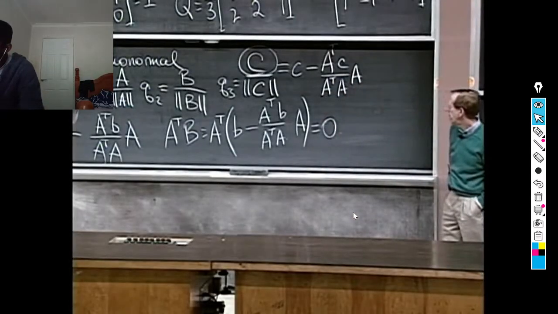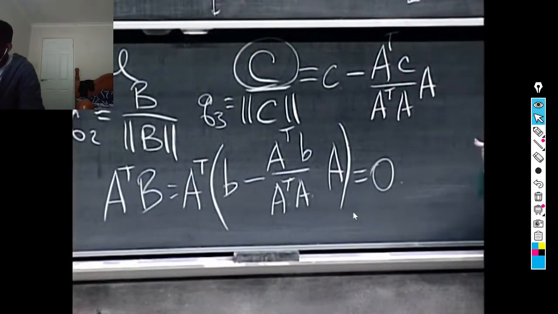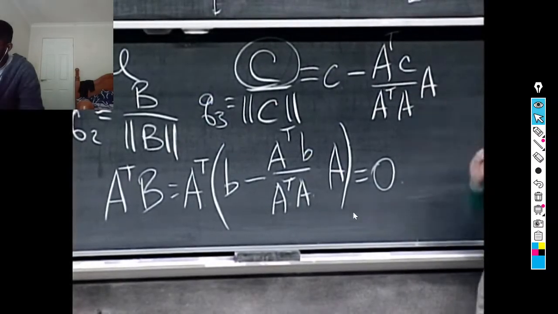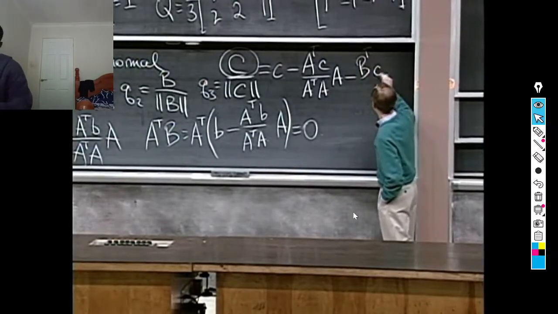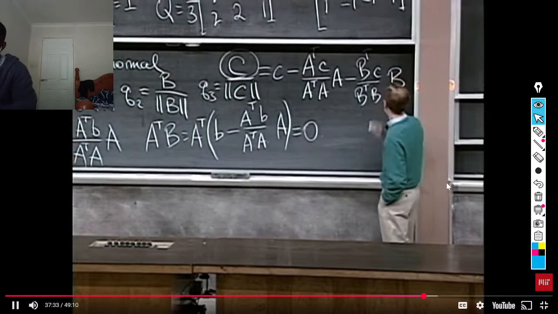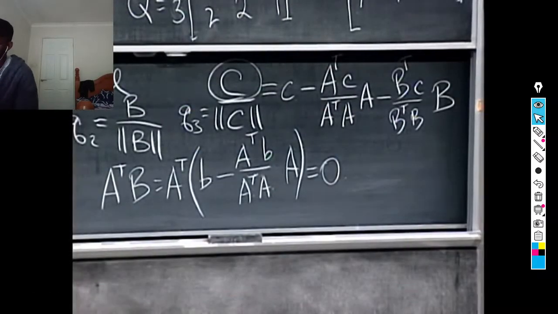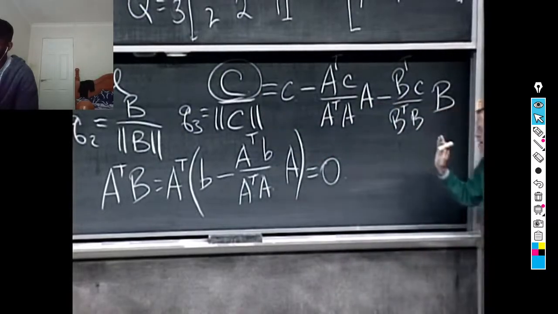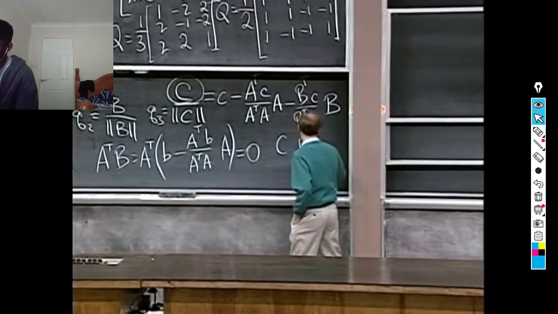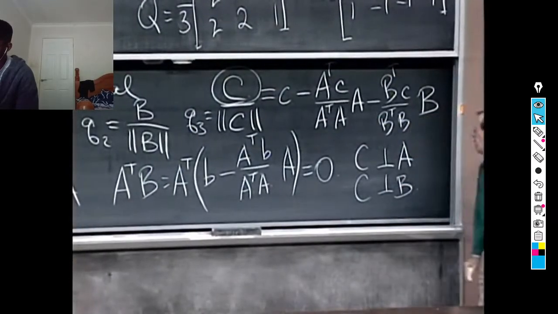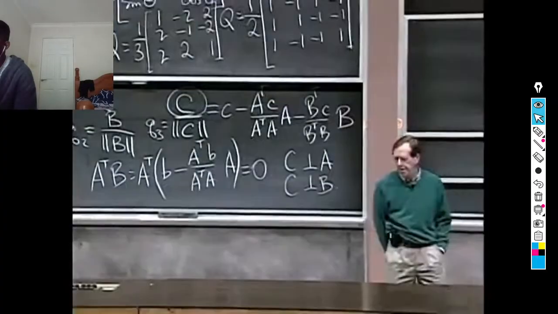What have I done? I've got little c, and what have I subtracted from it? Its component, its projection, if you like, in the A direction. And now I've got to subtract off its component, B transpose c over B transpose B, in the B direction. And that gives me the vector capital C that, if there's any justice, should be perpendicular to A, and perpendicular to B. And the only thing it hasn't got is unit length, so we divide by its length to get that too.